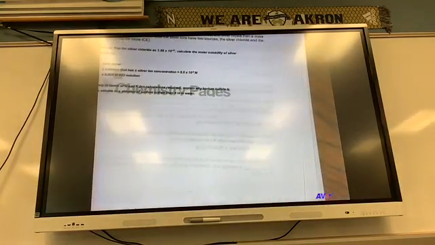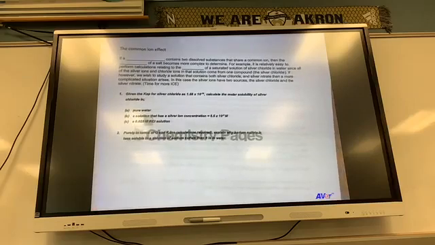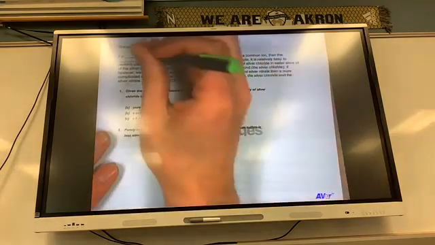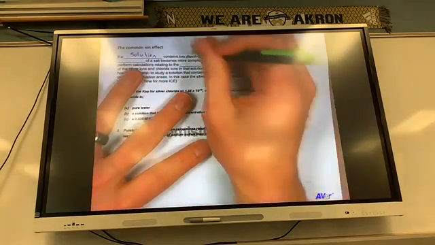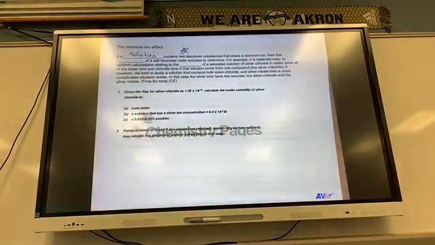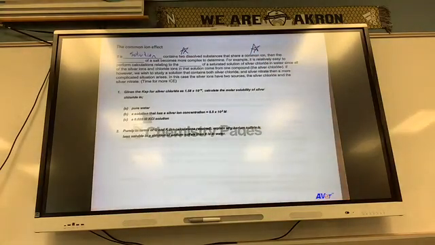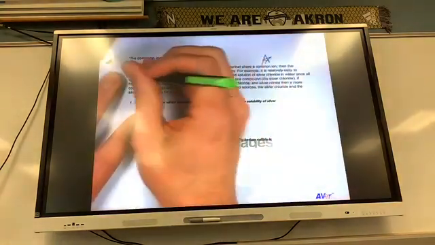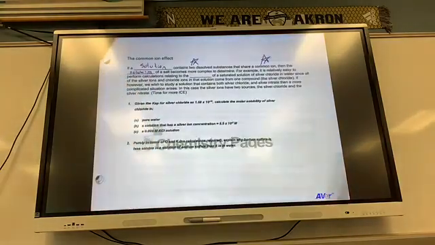Flip it. The common ion effect. This is big. This is going to be our POGL tomorrow. If a solution contains two dissolved substances that share a common ion, then the solubility of a salt becomes more complex to determine.